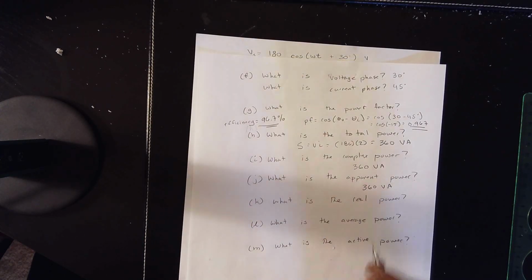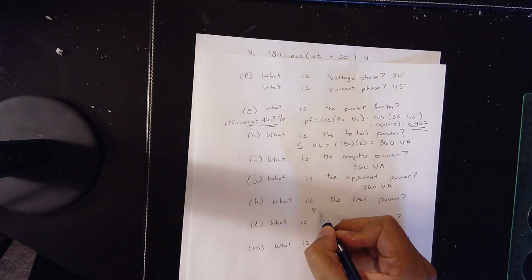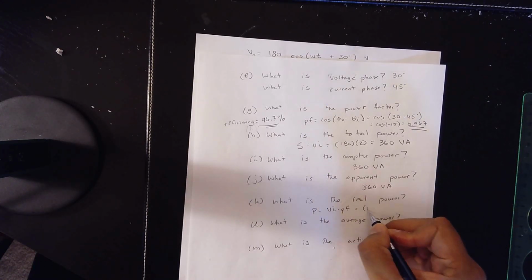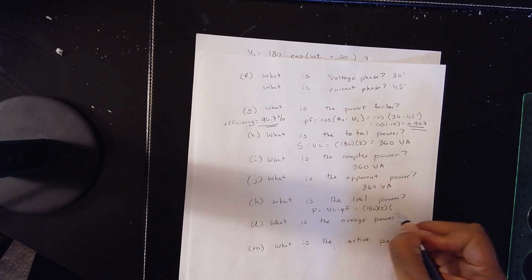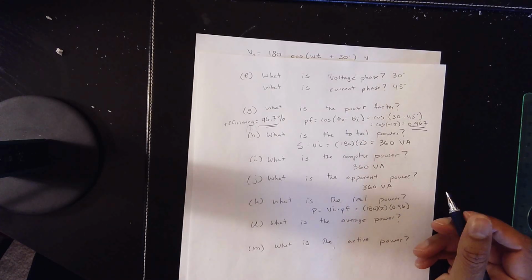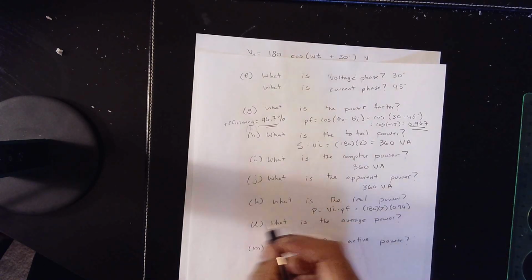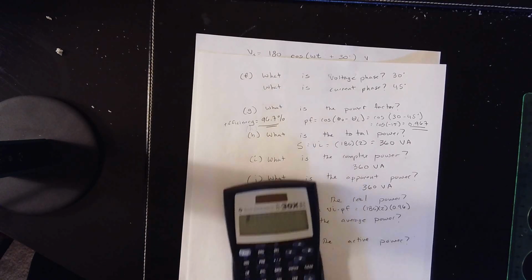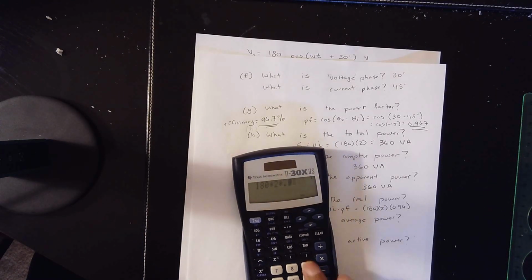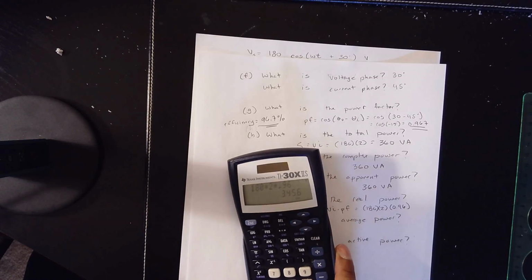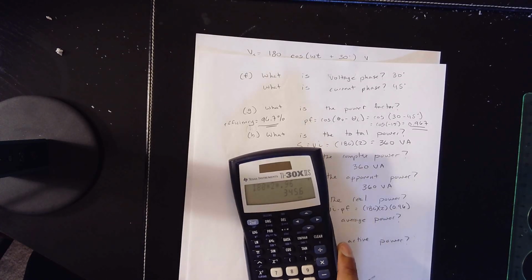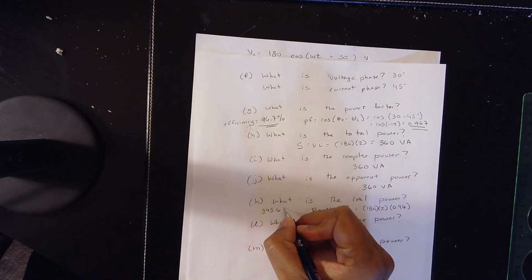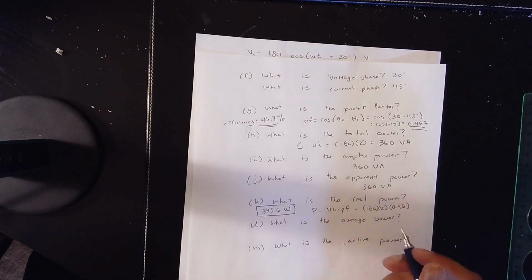What is your real power? Your real power is your total power times the efficiency, or P is equal to VI times your power factor, which is what? 180 times 2 times 0.96. I'm running out of space. So what I'm going to do is put the answer on this side here, okay? So I'll take 180 times 2 times 0.96. 345.6 watts.